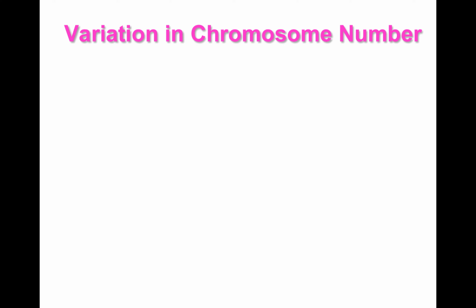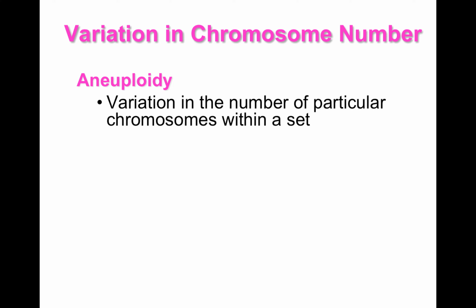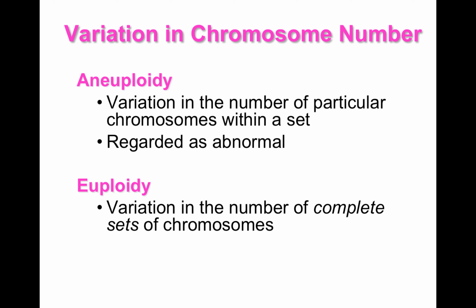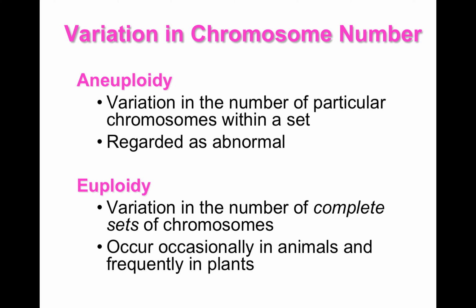Variations in chromosome number are called aneuploidy when there's a variation in one particular chromosome or a few chromosomes within the entire set. It's regarded as abnormal. Euploidy, on the other hand, is when you have a variation in the number of complete sets of chromosomes. It occurs occasionally in animals, but frequently in plants, especially in domesticated plants.